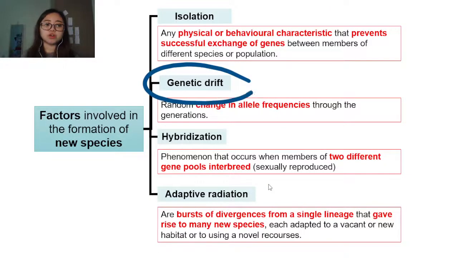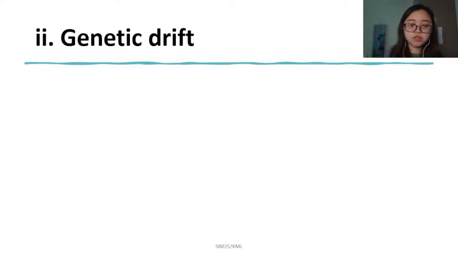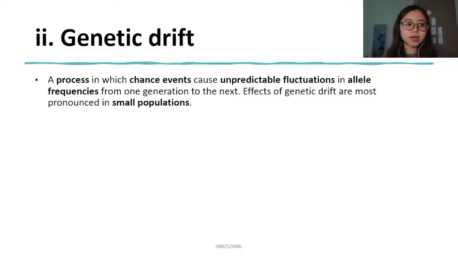Now we're moving on to the second factor involved in formation of a new species. We're going to talk about genetic drift. All right. So for genetic drift, this is relating a bit to what we learned in Chapter 5 in the previous semester. Genetic drift is a process in which chance events cause unpredictable fluctuations in allele frequencies from one generation to the next. Effects of genetic drift are most pronounced in small populations.